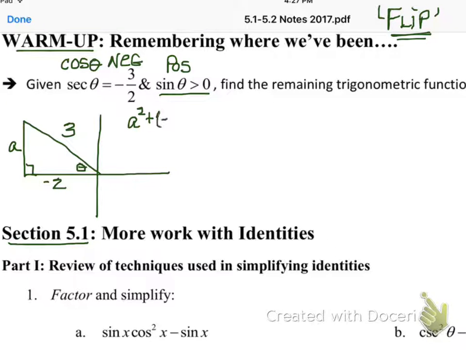So a squared plus negative 2 squared equals c squared, which is 3 squared, and you're going to solve for a. So we've got a squared equals 9 minus 4. So negative 2 squared is a positive 4, and we're subtracting it, so this is going to be 5. And so a, technically, is plus or minus the square root of 5, but because sine is positive in that quadrant, we're going to go with just the positive root 5.